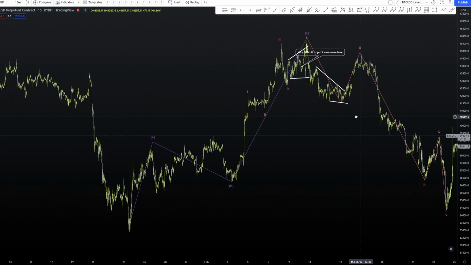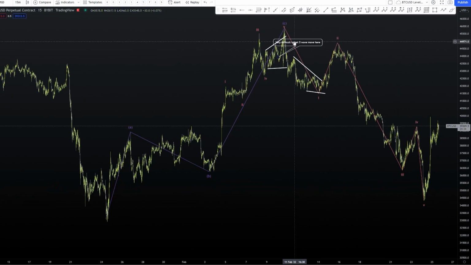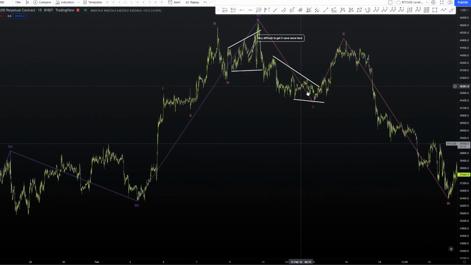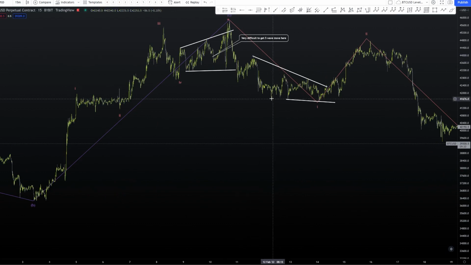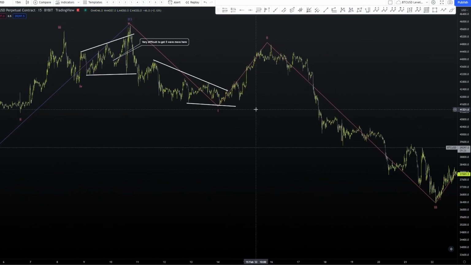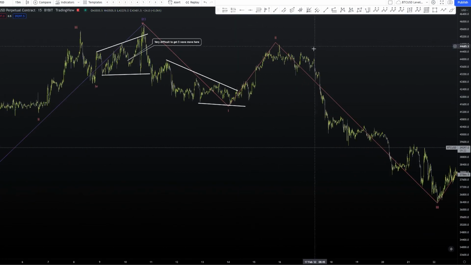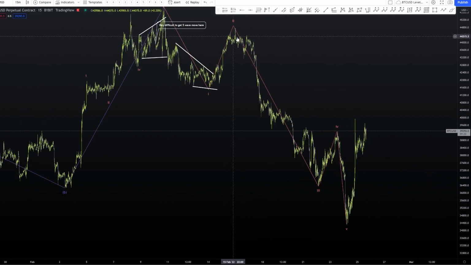So then moving off those highs right here, we get a 1, 2, 3, 4, 5. This would be a leading diagonal for the wave 1, with 1, 2, this would be 3 down here, 4 here, 5 here. And then we move up for a wave 2. Looks pretty impulsive, but we have to say this is A, B, C for the wave 2. Then moving off the wave 2, we get 1, 2.